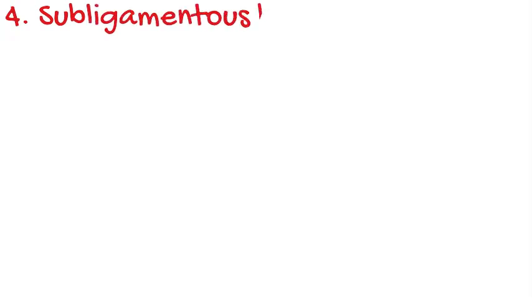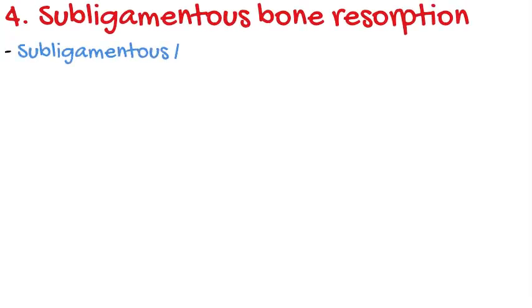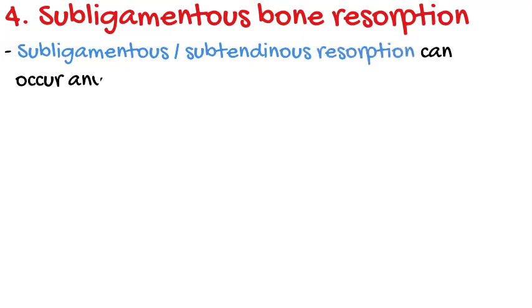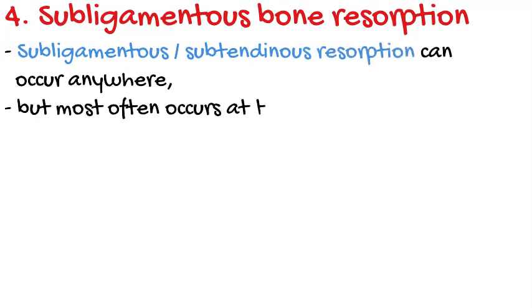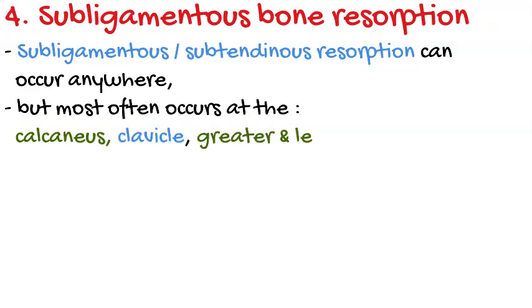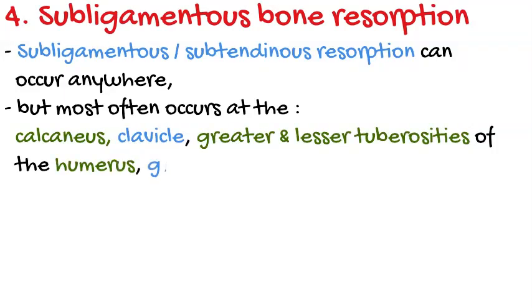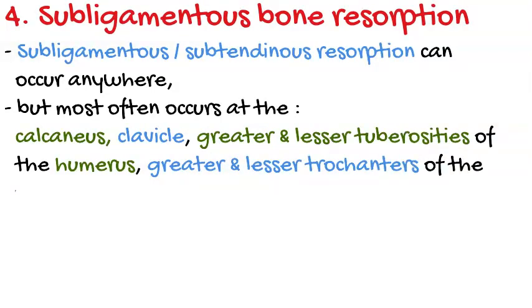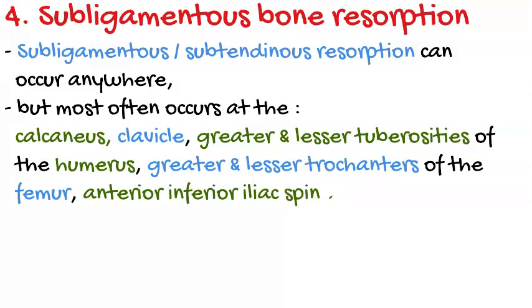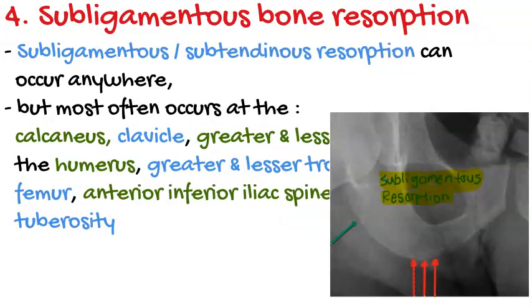Number 4, subligamentous bone resorption. Subligamentous or subtendinous resorption can occur anywhere, but most commonly occurs at the calcaneus, clavicle, greater and lesser tuberosities of the humerus, greater and lesser trochanters of the femur, anterior inferior iliac spine, and ischial tuberosity. This anteroposterior radiograph of the pelvis shows resorption at the right hamstring, the green arrow, and adductor origins, the red arrow, on the ischial tuberosity.